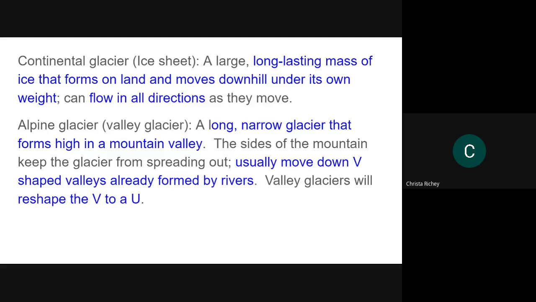Continental glaciers move in all directions at the same time. Alpine or valley glaciers actually follow along the valley themselves, and they go from higher elevation to lower elevation. All of the ice motions will go from higher to lower, just like water. It's what it is. It's a frozen river.